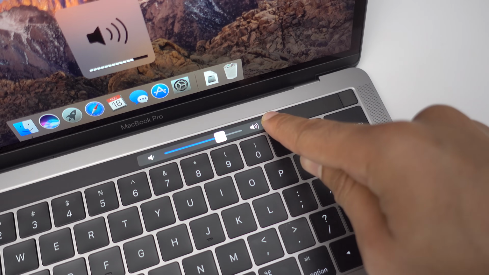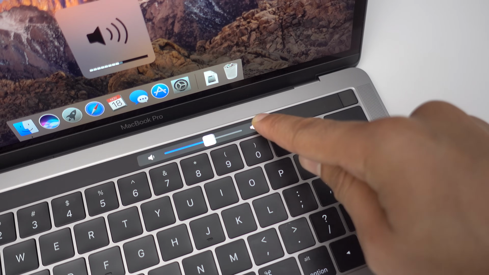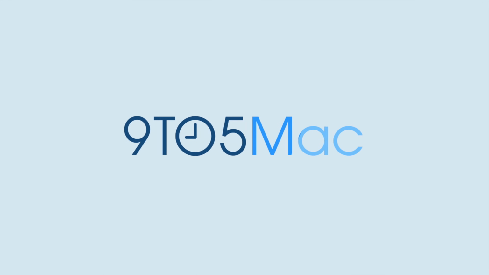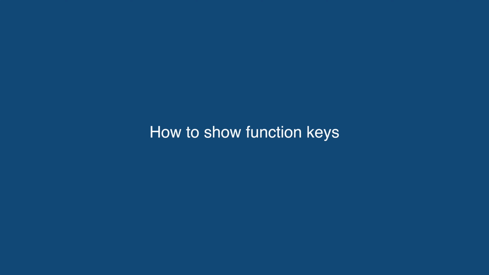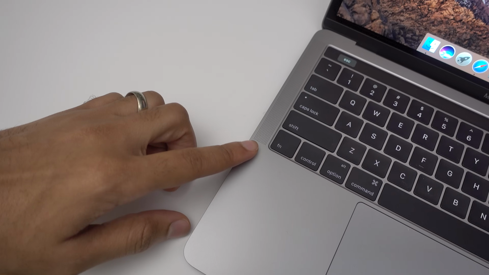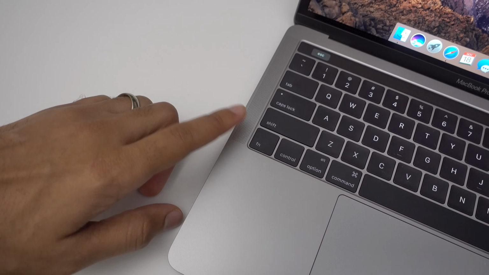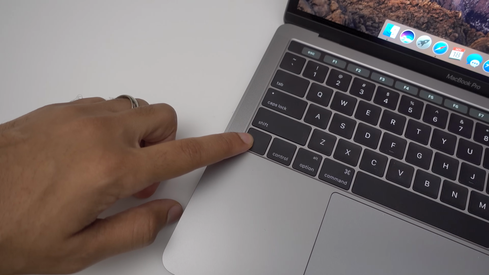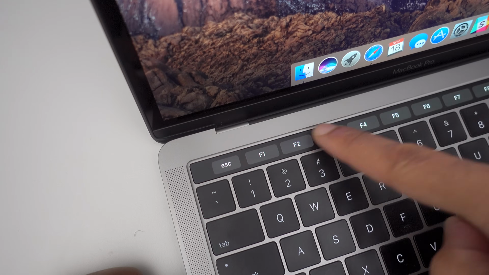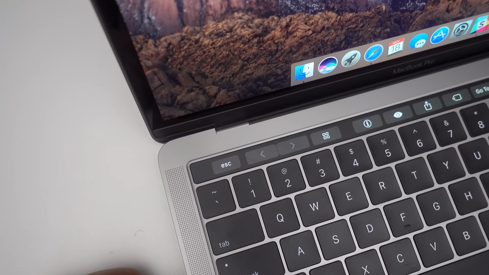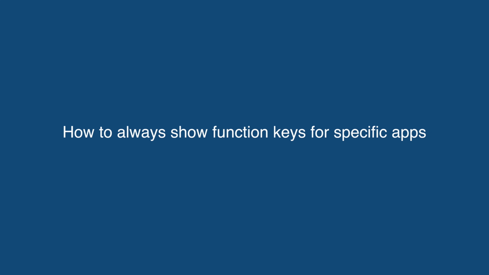In this video, we discuss 15 touch bar tips and tricks. The first tip is an obvious one, how to show your function keys on the touch bar. To do so, all you need to do is hold the function key in the bottom left-hand corner of the hardware keyboard, and that will reveal the function keys in the touch bar.